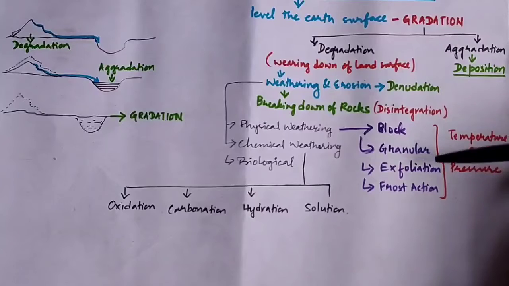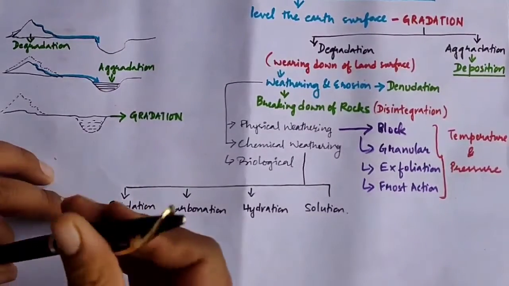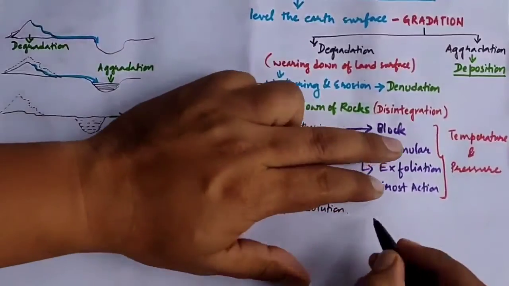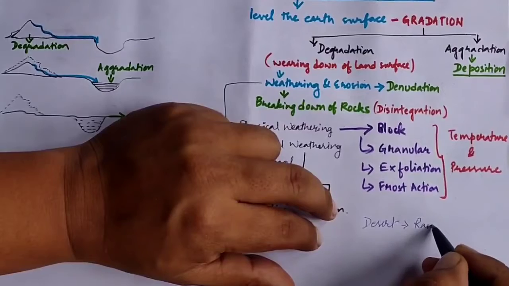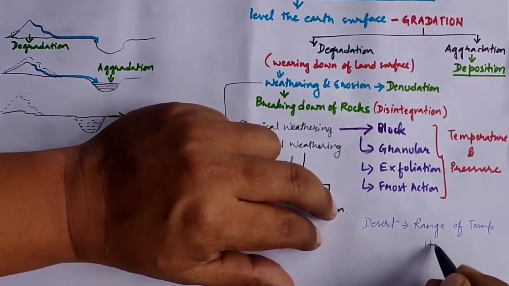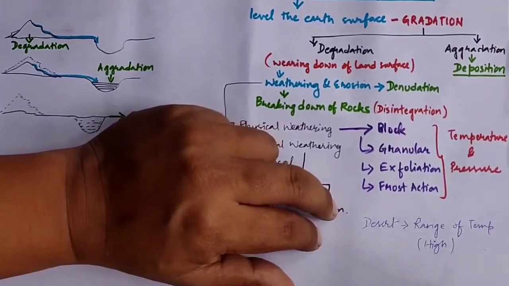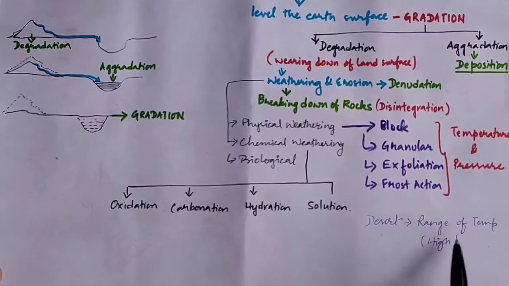So block, granular, and explosion, as I said, are much more prevalent in the desertic areas because the range of temperature is very high in the desert areas. Okay, so as I was saying, in the desert area the range of temperature is very high.